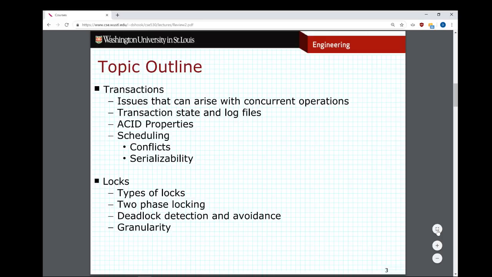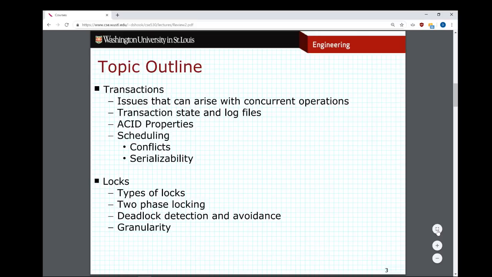So the first thing that we talked about way back after the last exam was this concept of transactions. Why do transactions exist? Why do we have them? Because more than one user could be trying to access the data and do something to the database at the same time. So we have transactions to manage concurrent operations, multiple people using the database at the same time. And transactions are really just a collection of operations that are going to be performed on the database.